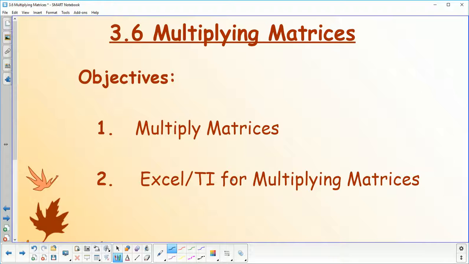Like I said, I'm going to show you in Excel and on your TI-83s how to do it pretty quickly, where you just have to enter the matrices correctly and then tell them to multiply, and it'll work for you. Then it'll do it a lot faster. So let's make sure we're bringing those calculators, and we'll see you next time.